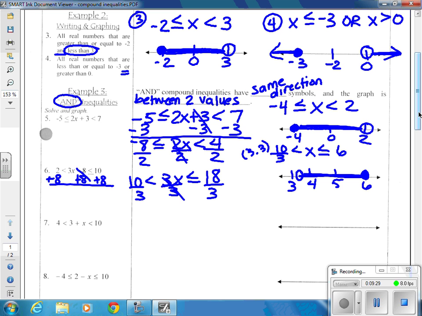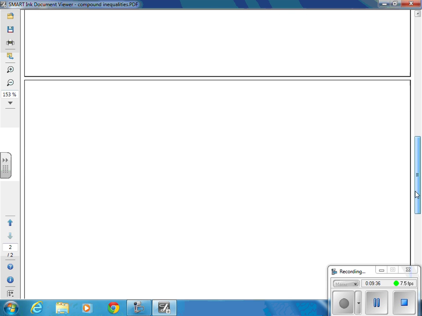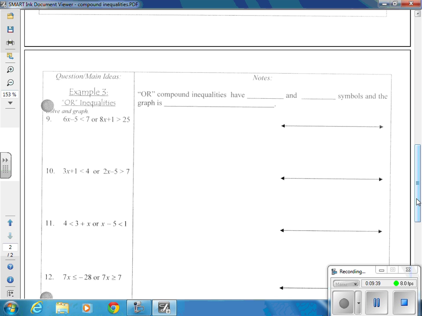Your job is to do numbers 7 and 8 and come to class showing me that you understand a little bit about those. Okay. And the next section I want to go to is the back. Okay, and these are your OR inequalities. If it's not an AND one, it's an OR one. Those are your only two types of compound inequalities. Okay, I'm going to do number 9 with you, and then you're going to do 10, 11, and 12 before you come to class.